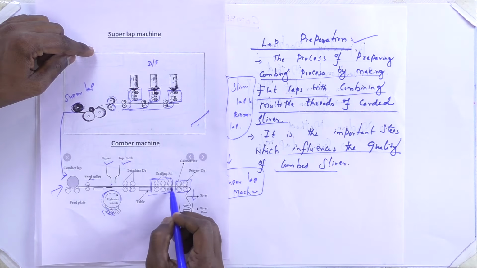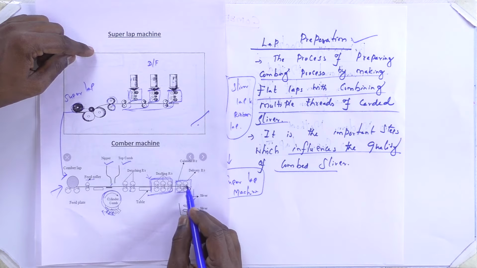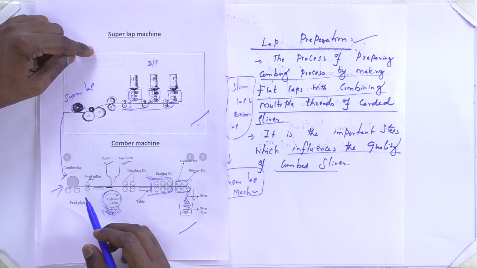Then the drafting is applied here, so the material is drafted. Then there is a calender roller. After calendering the material, the sliver is formed, which is deposited in a suitable can. So from the ribbon lap or super lap, we produce the combed sliver. This combed sliver may be used in the next draft, number 2, for preparing draw frame sliver, then simplex, then spinning. In this way, we can produce the combed sliver. Next topic, unit 4, modern spinning systems.